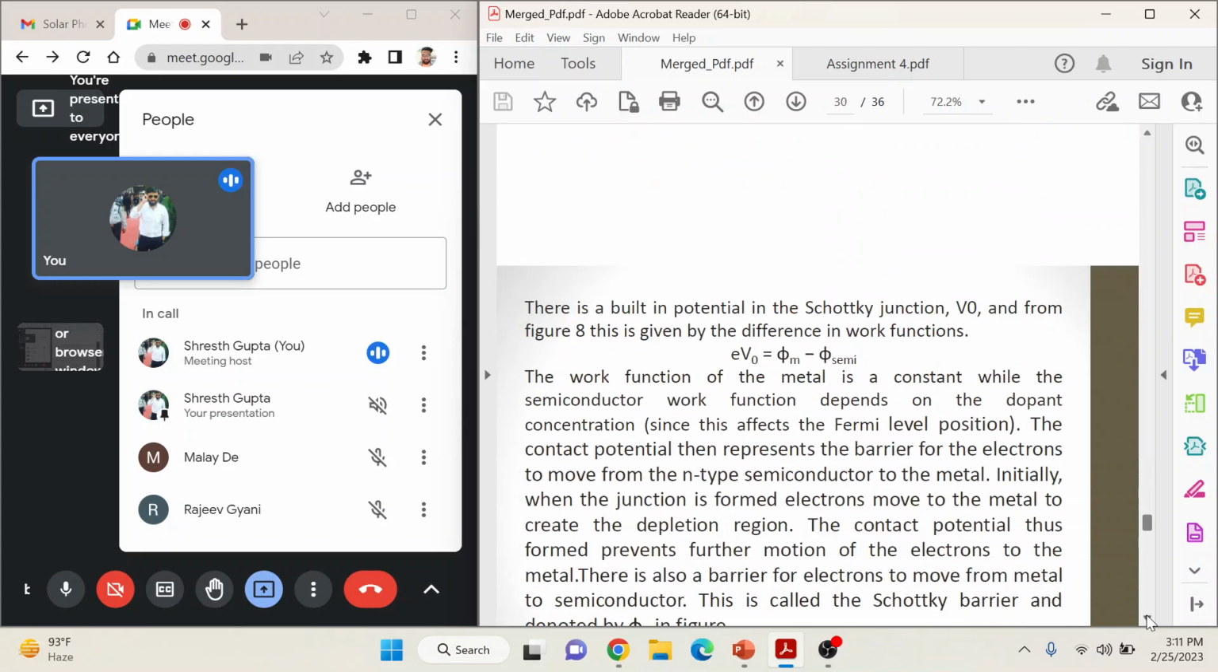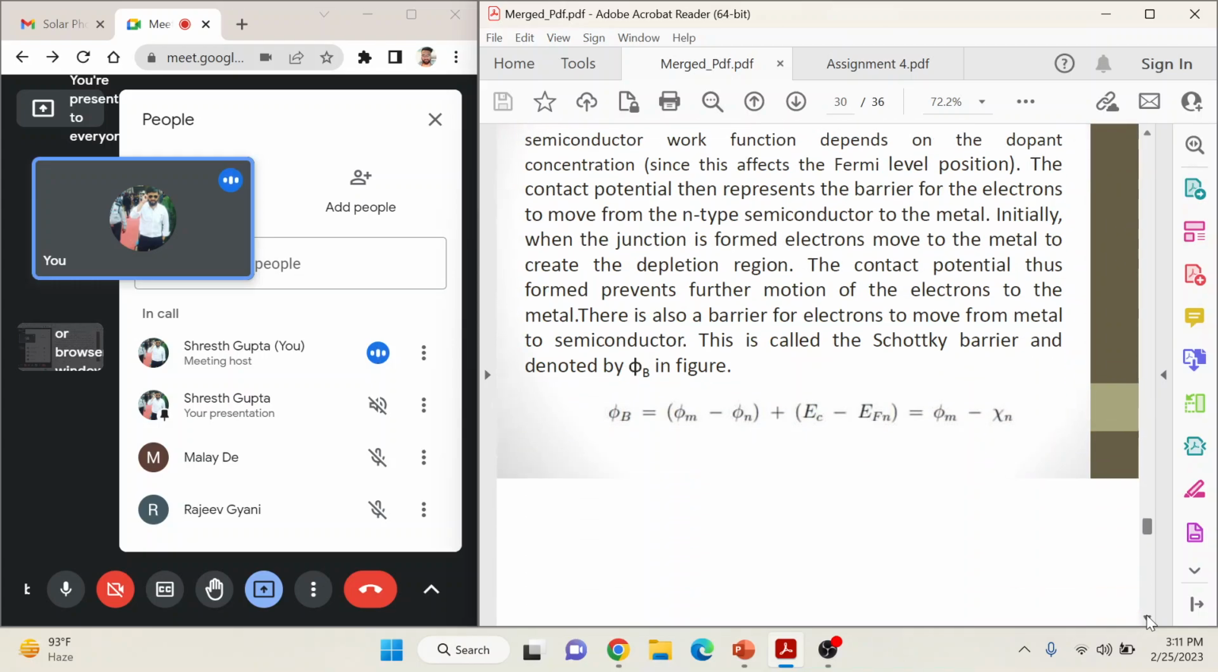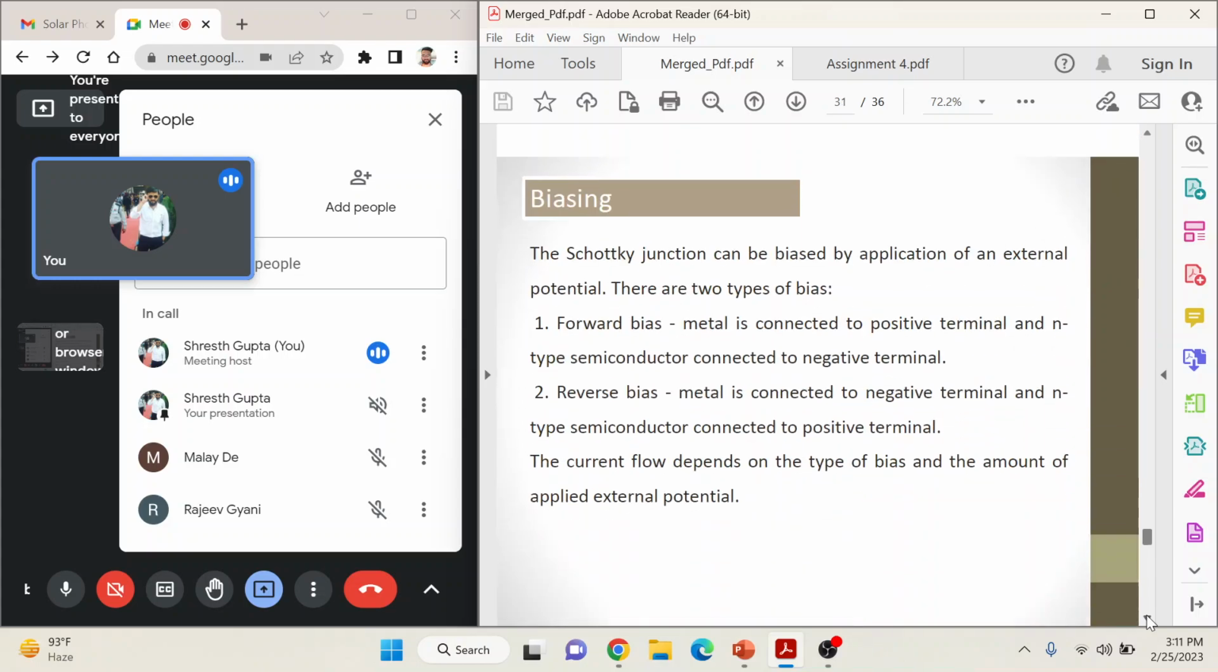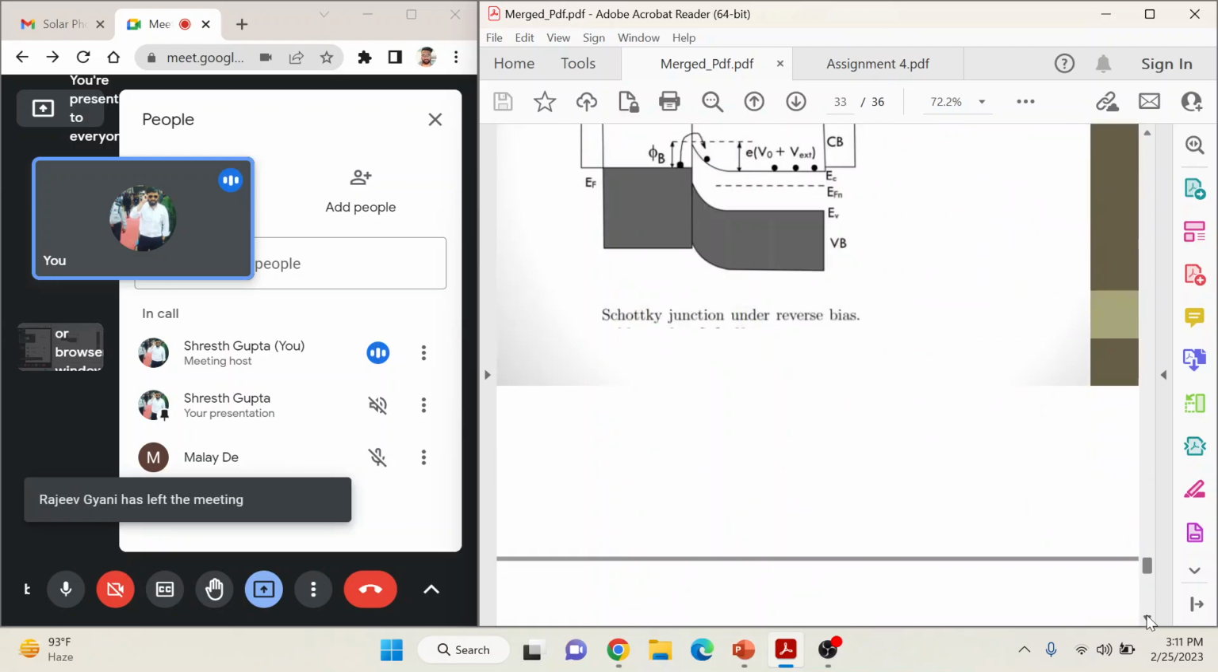I just gave you a minor introduction. You can go by this, how we calculate the built-in potential and what our work function is. And then there is the concept of biasing, what happens in a forward bias and what happens in a reverse bias. You can go by these slides.